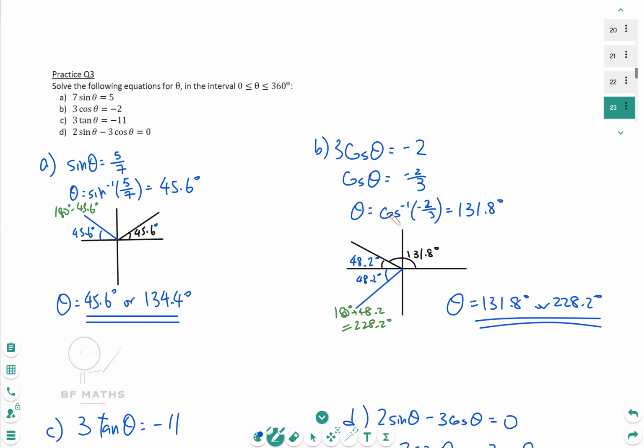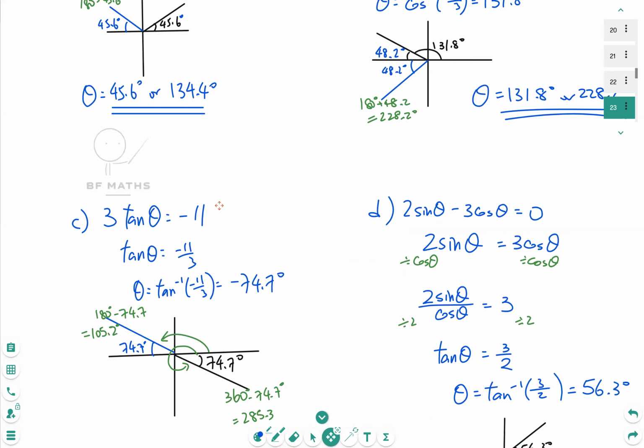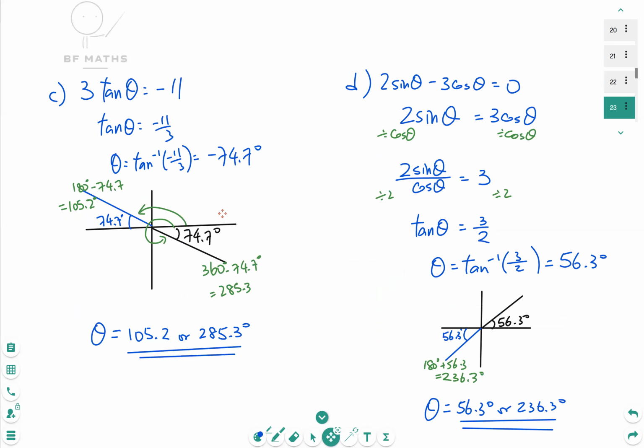Then you reflect the line. For cos to be negative, it is also in the tan quadrant. So this angle is 131.8, and this one is 180 plus 48.2, which is 228.2 degrees. Okay. C: divide by 3, and you get negative 74.7 degrees.